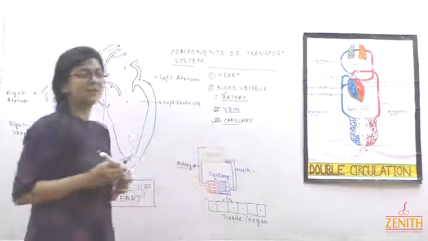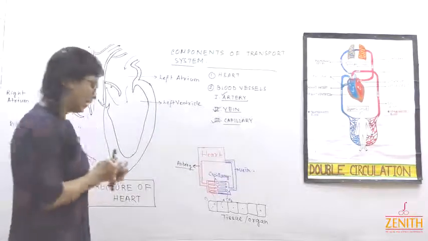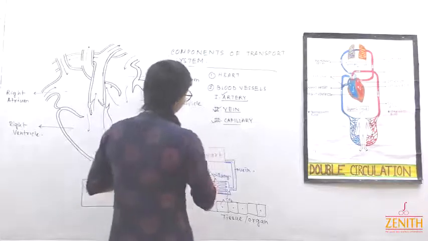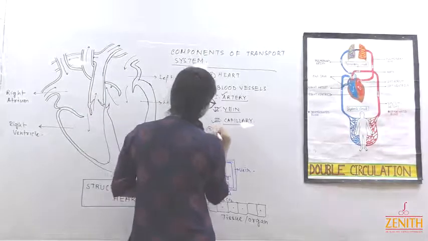So these are the chief components of our circulatory system. Another component is also there which we cannot actually avoid, that is our blood.